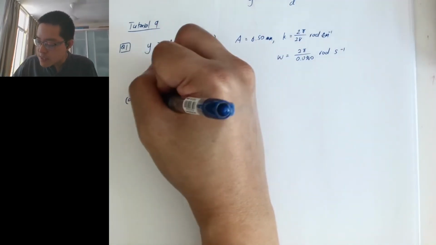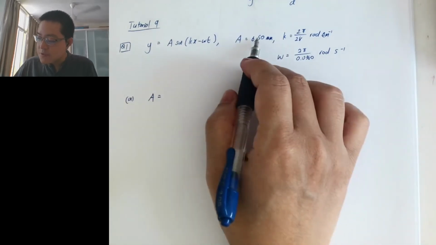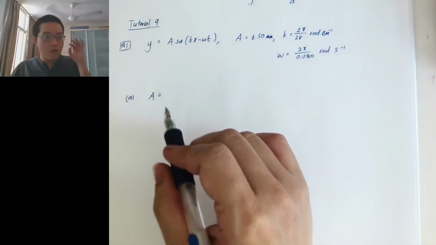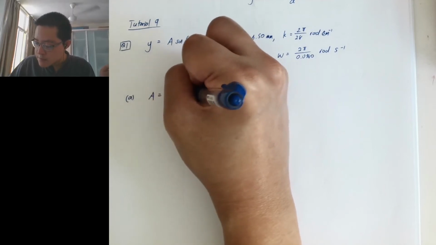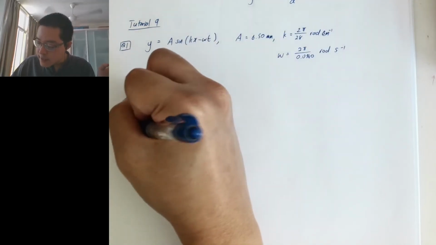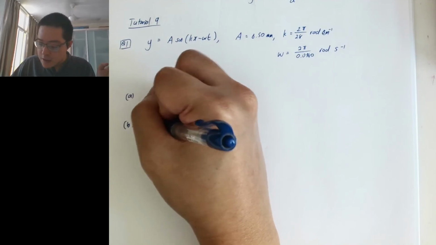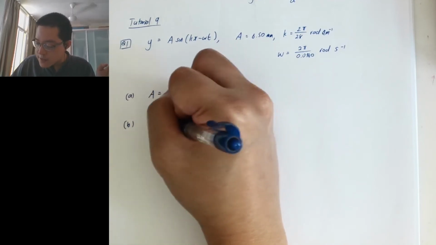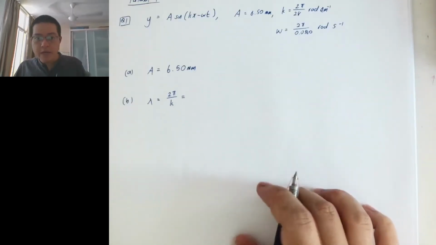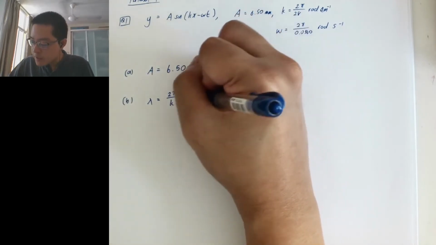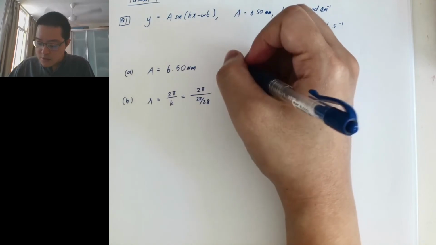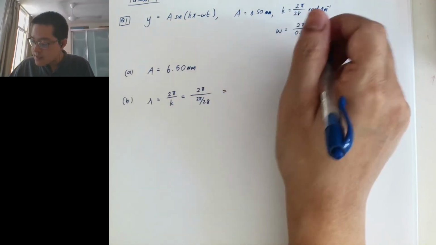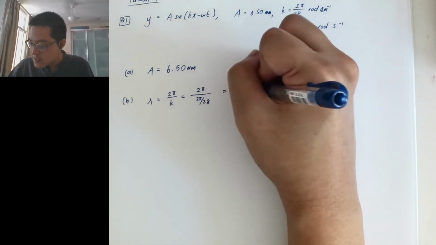Amplitude is just A itself. So to know this answer, you just need to know A means the amplitude, so it's 6.5 millimeters. Okay, the second thing that you want to figure out is the wavelength. So the wavelength we can calculate using the wave number, so it's 2 pi over k, which is 2 pi over 28. This is in cm, so the answer is 28 cm.